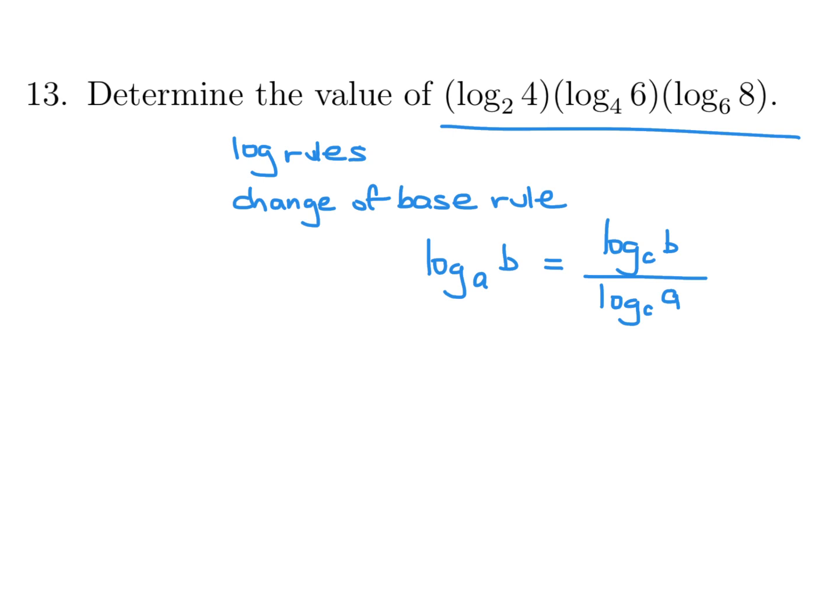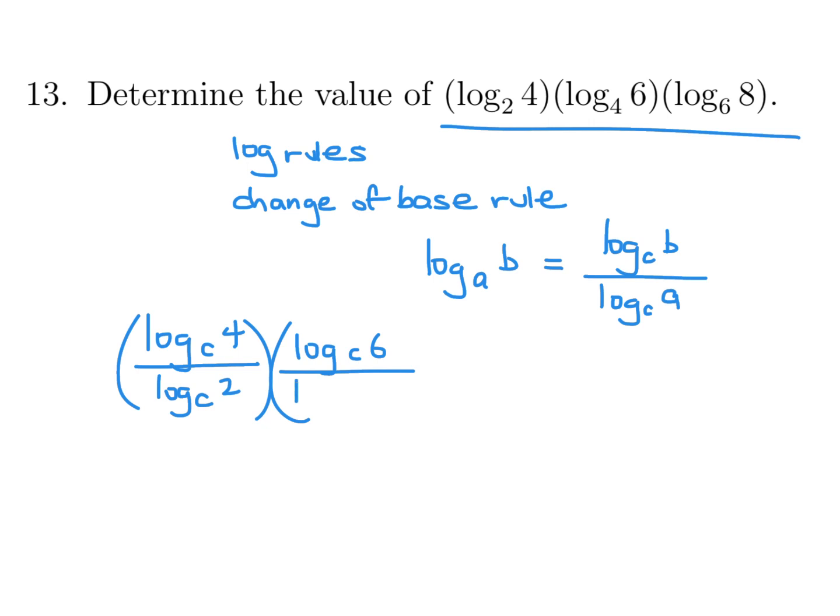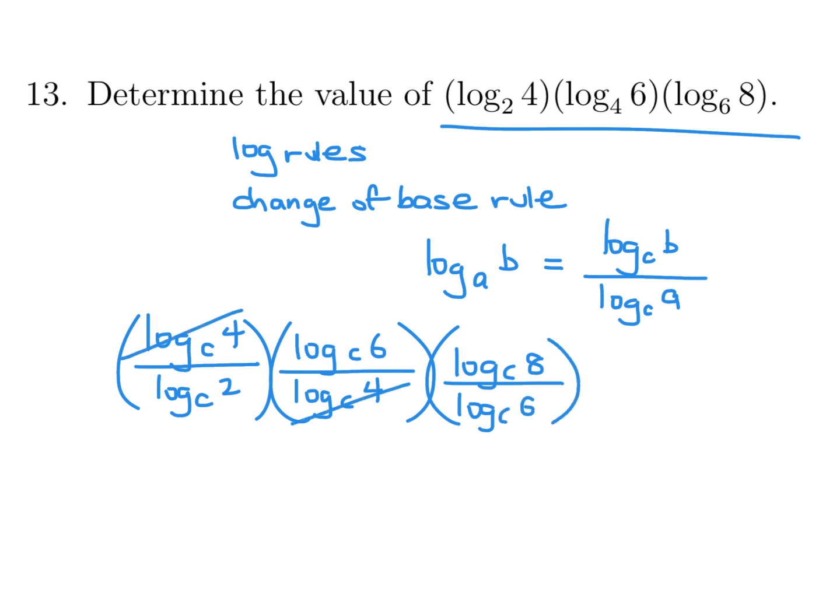So log of 4 to the base 2 is the same as the log of 4 to the base c over the log of 2 to the base c. And then multiplying that by the log of 6 to the base 4, log of 6 to the base c over the log of 4 to the base c. And then same kind of story, log of 8 to the base c times the log of 6 to the base c. Okay, so as you can see now, we can cancel. That cancels with that, that cancels with that.